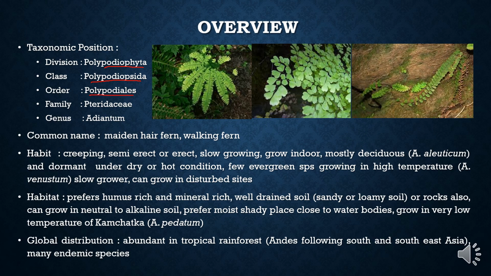Order Polypodiales includes those ferns where the sporangia have a vertical annulus that is interrupted by a stomium. All these Polypodiales, apart from this type of sporangia, also have a false indusia, that is, they do not have a true indusia. The leaf folds to form a false indusia. And all the sporangia do not mature simultaneously. They do it in a successive order. So this is the characteristic of all Polypodiales order.